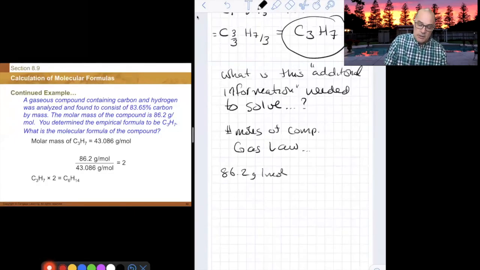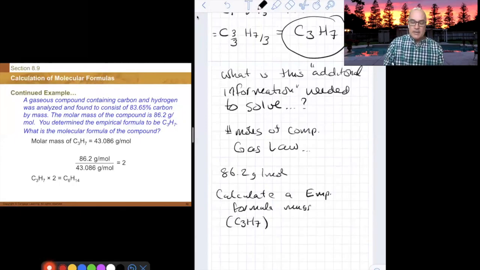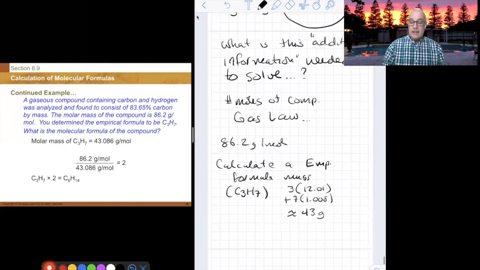So what we're going to do is calculate an empirical formula mass of our C3H7, right? This is going to be 3 times 12.01 plus 7 times 1.008. This is going to be about 43 grams, right? This is the mass of a mole of this empirical formula. We can think about this as a fragment of a larger molecule. And usually when we do this, we don't have to get too specific with the number.